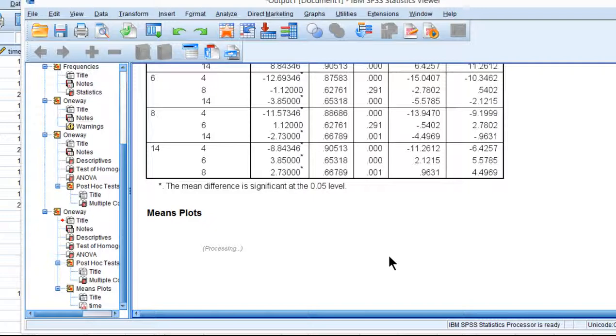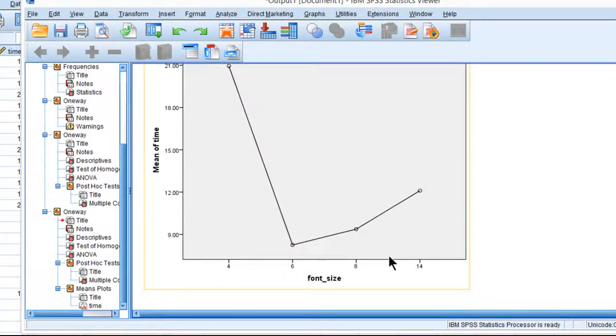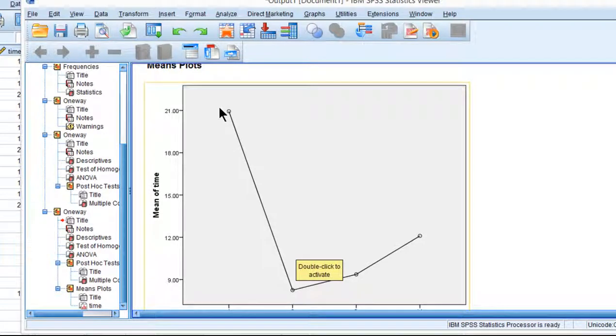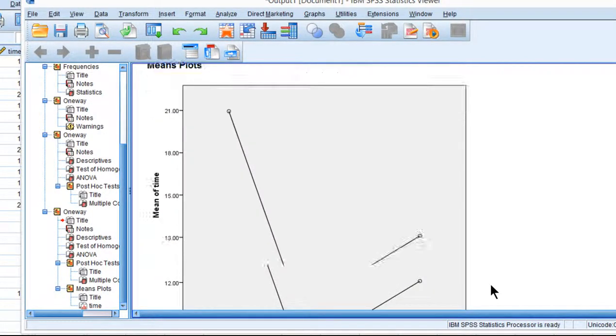So here is the graph, the plot of the means, and we can see that 6 wasn't found to be statistically significantly different from 8, but it was different from 14, and it was different from a font size of 4. And that could be a conclusion.